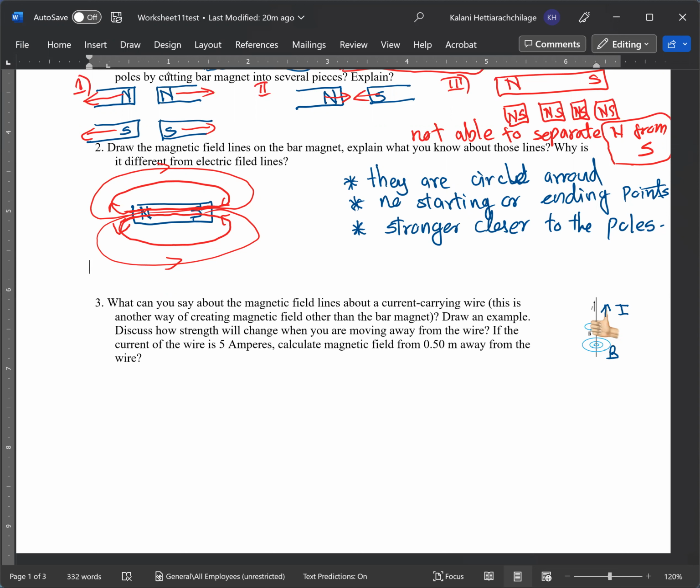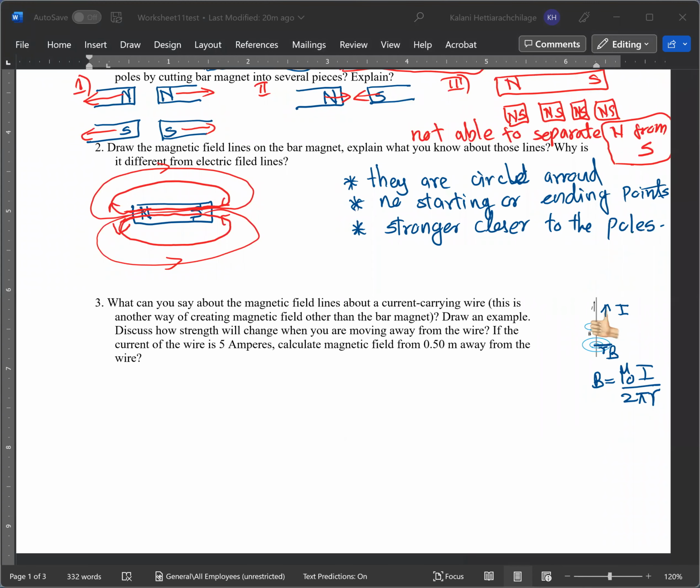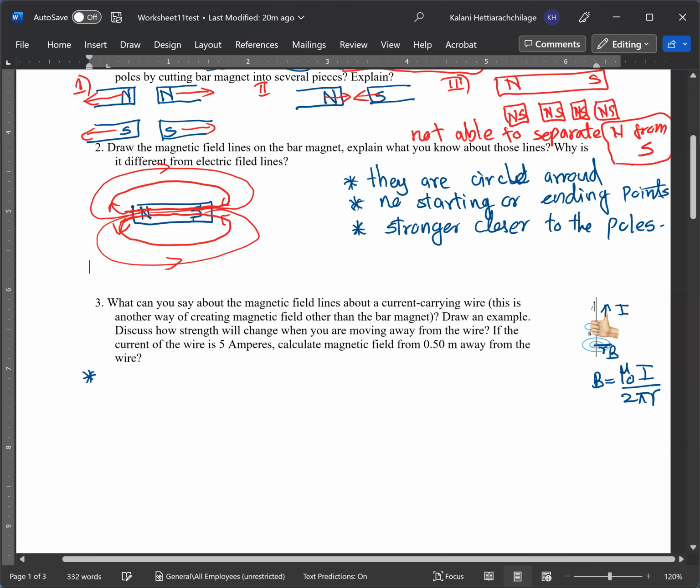The magnetic field is stronger closer to the wire. When it goes away from the wire, it gets weaker according to the formula, B equals mu naught I divided by 2 pi R, where R is wherever you are looking at, your point of interest. Okay, so by keeping those in mind, let's answer this question. What can you say about the magnetic field lines about the current carrying wire? This is another way of creating magnetic field. You can say it is created around the wire. So it's right to answer here.